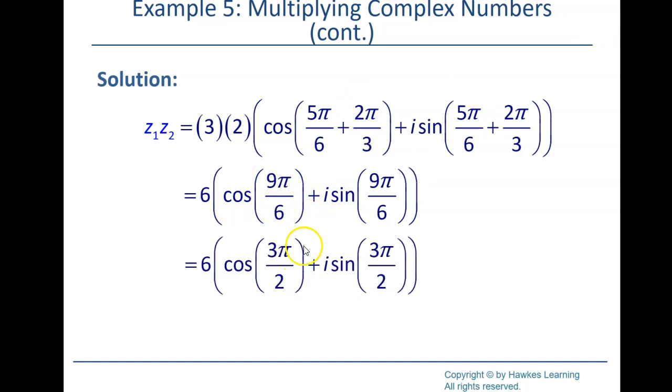And 9 pi over 6 reduces to 3 pi over 2. They both have a common 3, so we can reduce the fraction. Always reduce your fractions with any of these problems you're working. Alright, then we just evaluate cosine of 3 pi over 2.